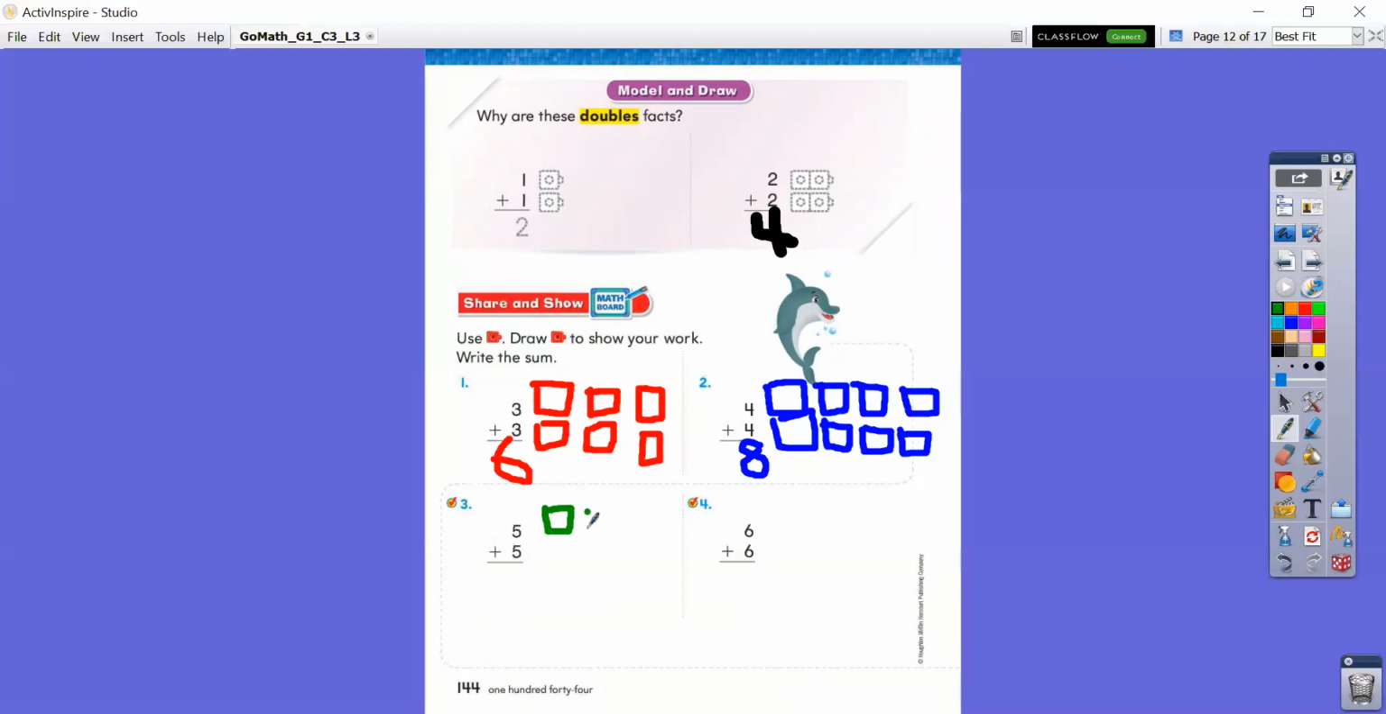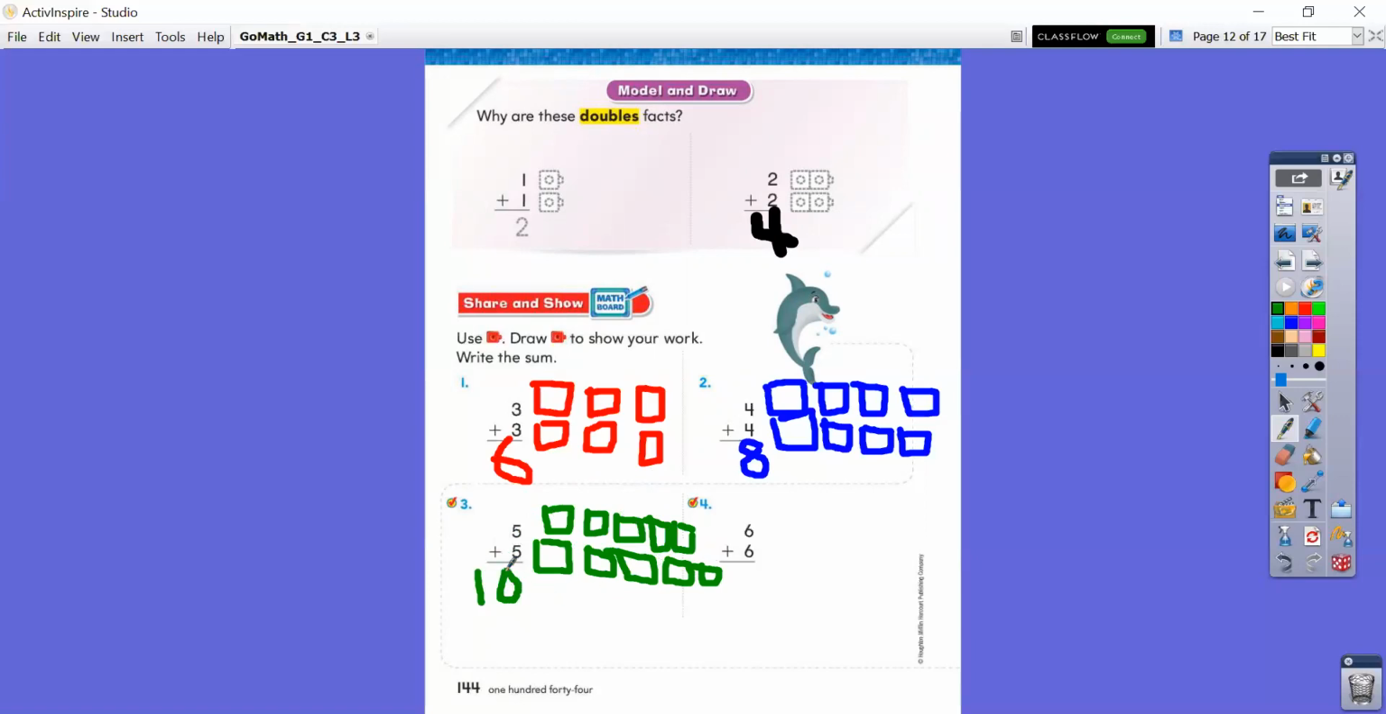1, 2, 3, 4, 5. Kind of got into our other pot. That's okay. 1, 2, 3, 4, 5. Okay, so we have 5 plus 5, but I bet you already know the answer. If you have 5 fingers on one hand and 5 on the other hand, what do you have? Let's count them up. 1, 2, 3, 4, 5, 6, 7, 8, 9, 10. I bet you already knew that.